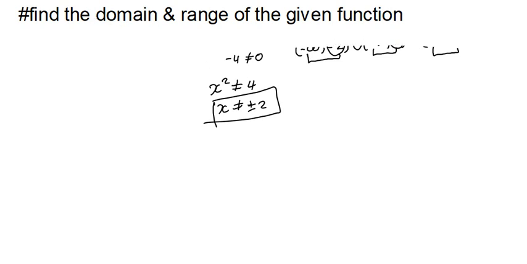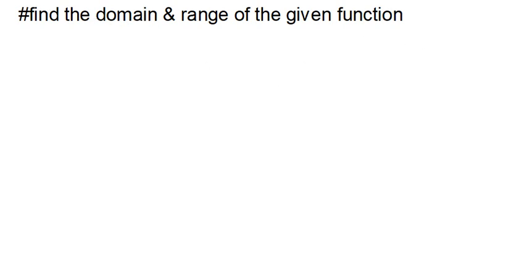All right, so we'll go through some examples. Then the range is more like the output of the input. The domain will give us the input, then the output is going to be the range there.